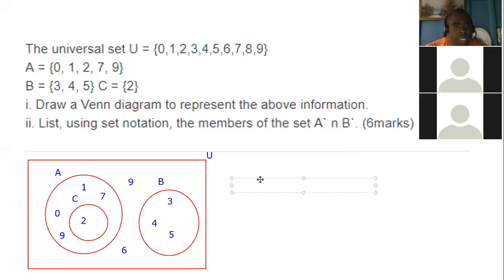I'm looking at C and B. Those two are disjoint, because they have nothing in common. Look at A and C. The element in C is in A, and there is only one element in C, so basically all of the elements of C are in A. So therefore C must be a subset of A. That's all you have to reason with the questions.